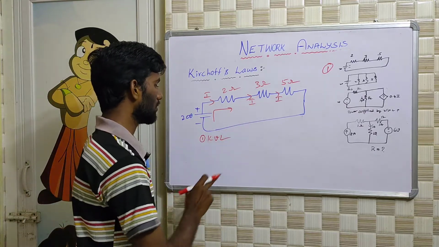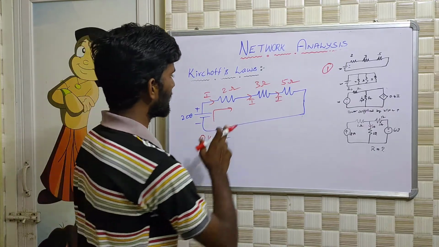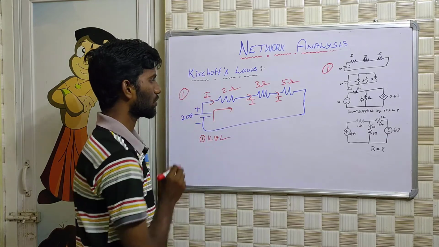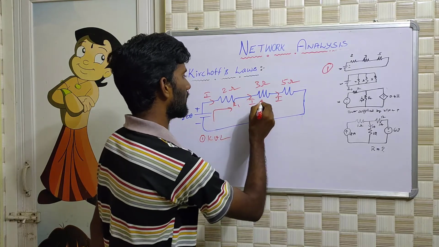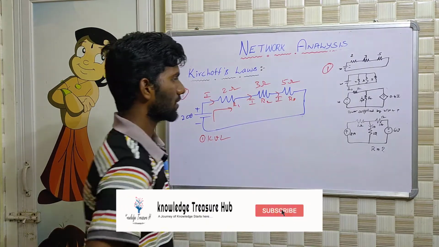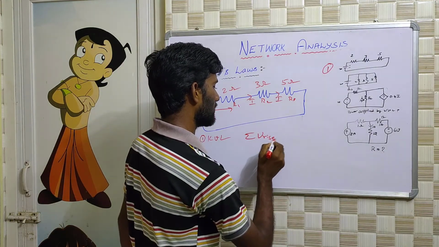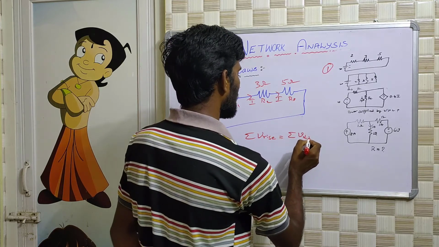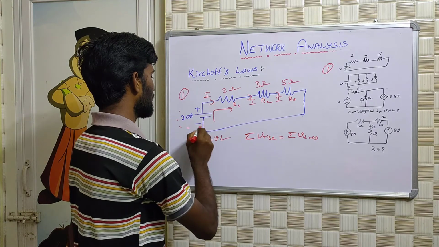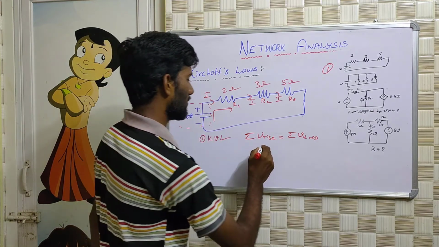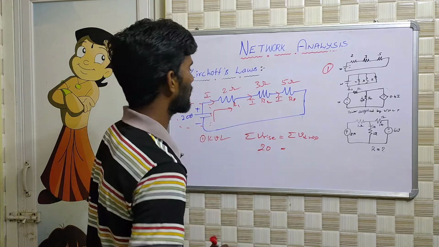Since it is a series circuit, we are applying KVL. The question is to find the voltage drops across each resistor R1, R2, R3. We know from KVL that the sum of voltage rises is equal to the sum of voltage drops. This is the voltage rise: 20 volts is equal to the sum of all the voltage drops.